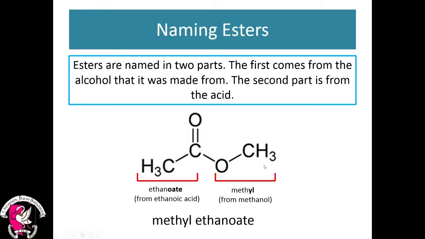Okay, and again, it's the same way of naming. You can just count the carbons to know what you would call that. And yeah, so it's always two parts. First part from the alcohol, second part from the acid.